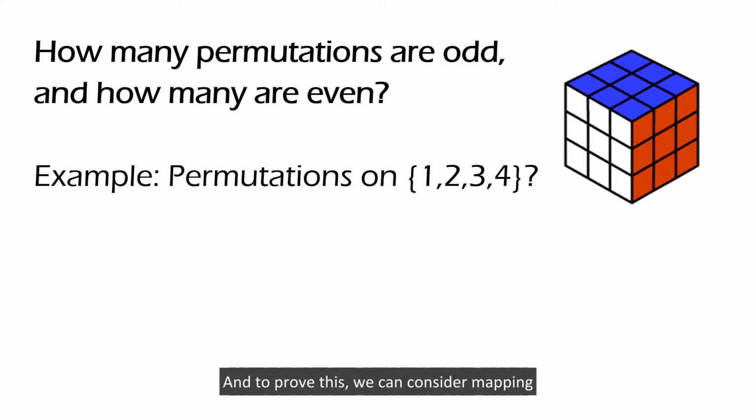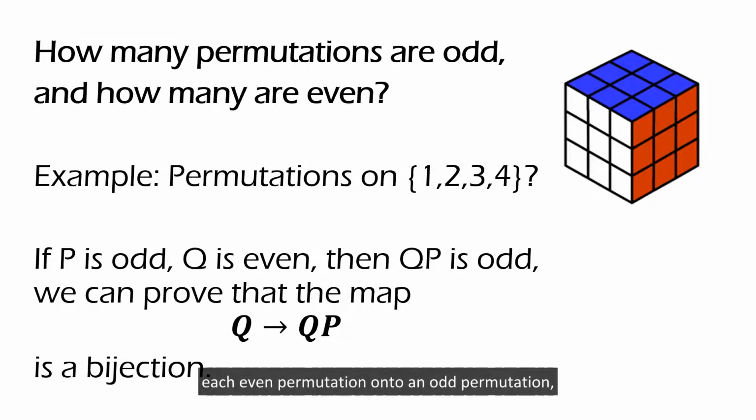And to prove this, we can consider mapping each even permutation onto an odd permutation, namely by considering the map Q to QP given as follows, and prove that it is a bijection. For those who are unfamiliar with this term, a bijection means that a map is both injective and surjective, and it implies that the image and the pre-image are of the same size and have a one-to-one correspondence.